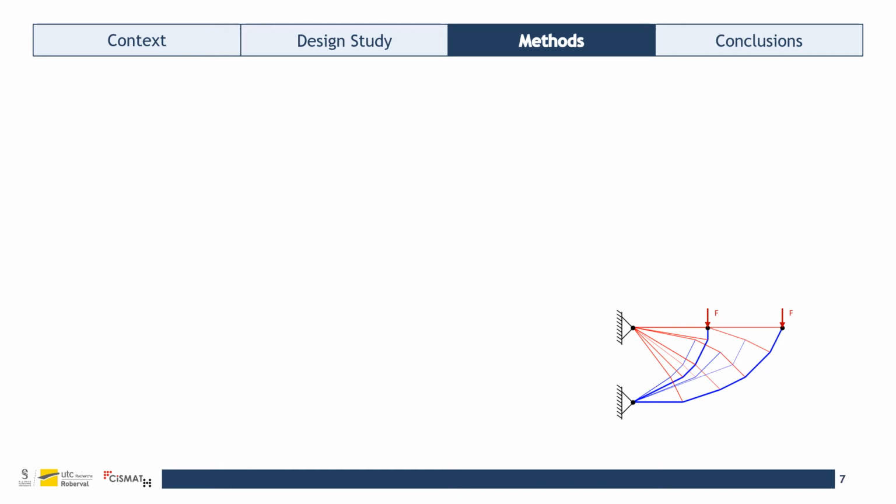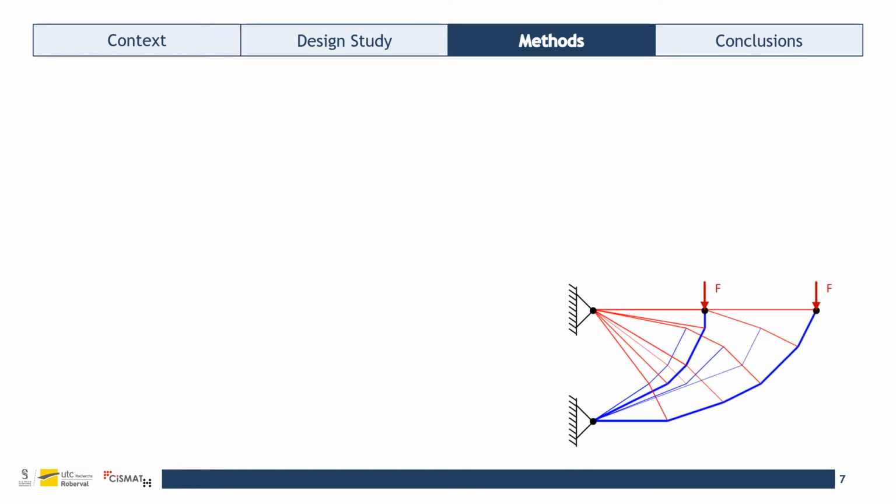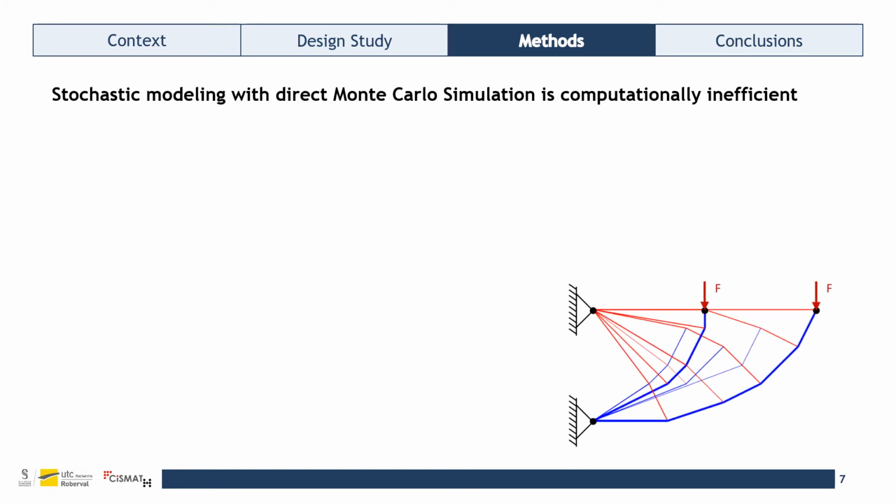A straightforward method for stochastic modeling is the direct Monte Carlo simulation. For the truss structures, the procedure is as follows. First, random values are assigned to Young's modulus of each member. In this example, the structure has 32 members, so 32 different values of the Young's modulus are assigned.